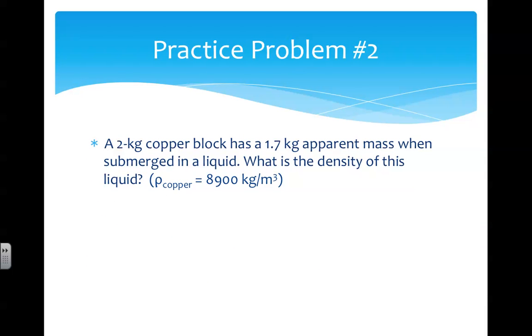Let's try another practice problem. A 2 kilogram copper block has a 1.7 kilogram apparent mass when submerged in a fluid. What is the density of this fluid? The density of copper will be given to you, and it is 8,900 kilograms per meter cubed. Pause the video for time to work on the solution.